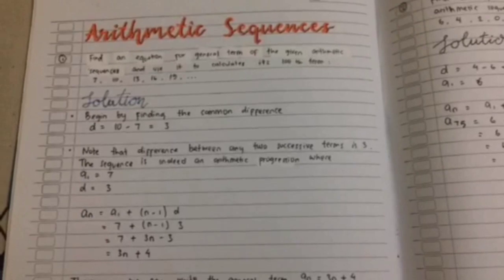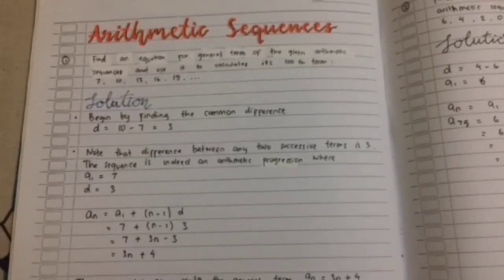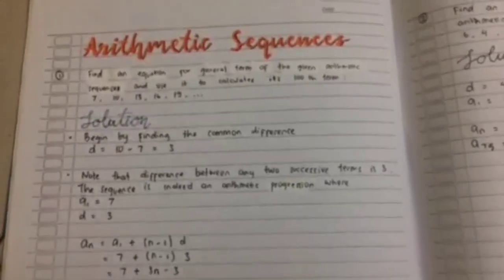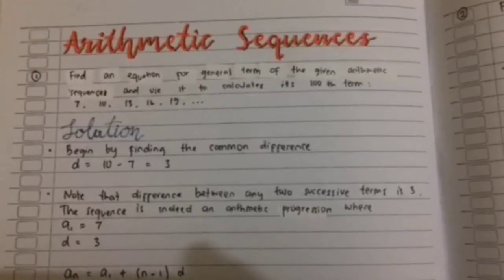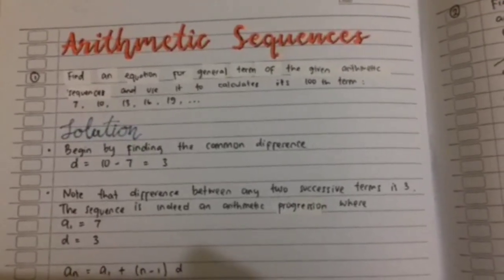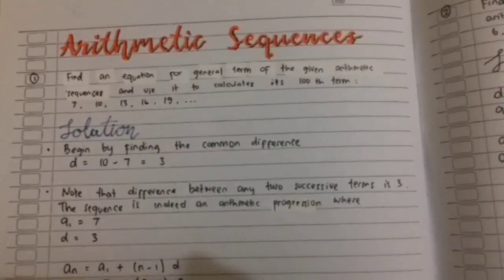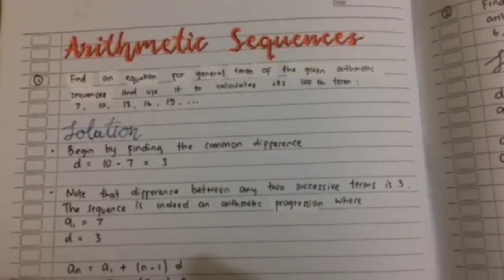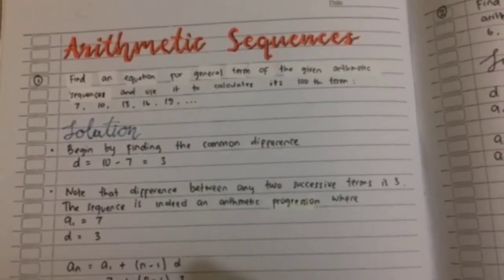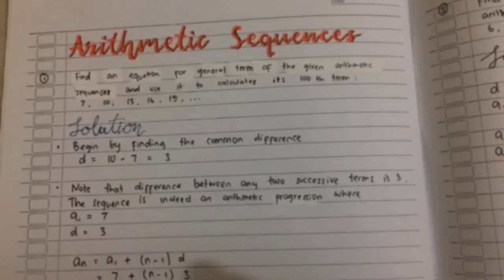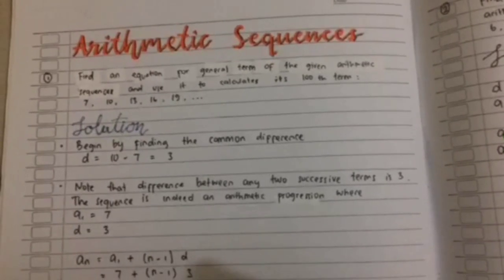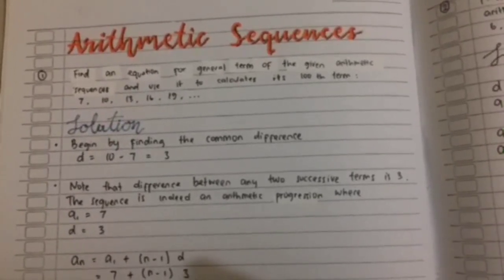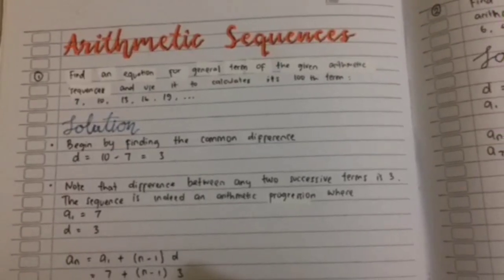So this is the example of an arithmetic sequence. The first example is find an equation for the general term of the given arithmetic sequence and use it to calculate its 100th term. The sequence is 7, 10, 13, 16, 19, and 3 dots.